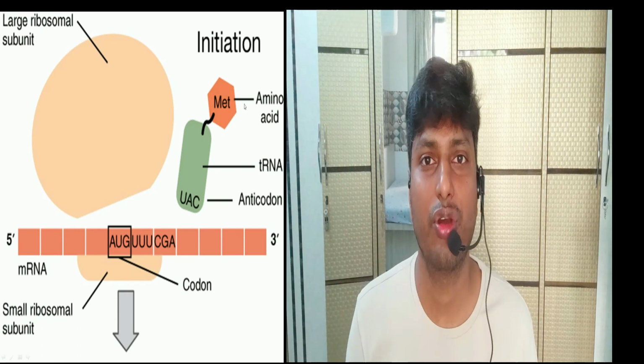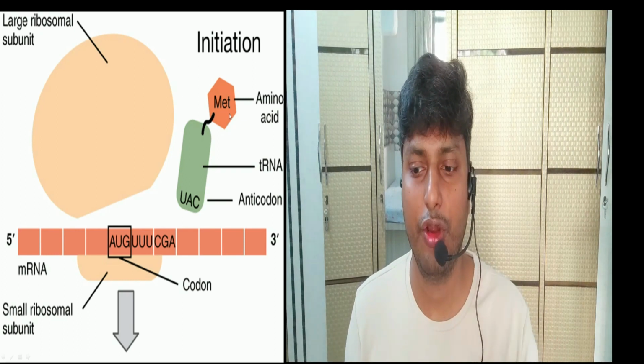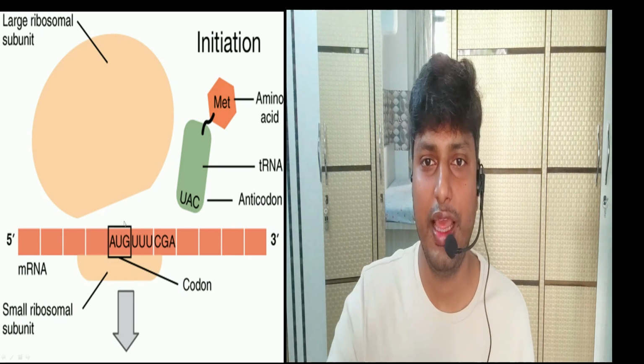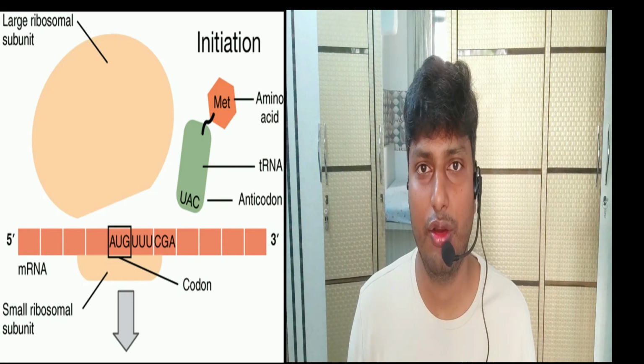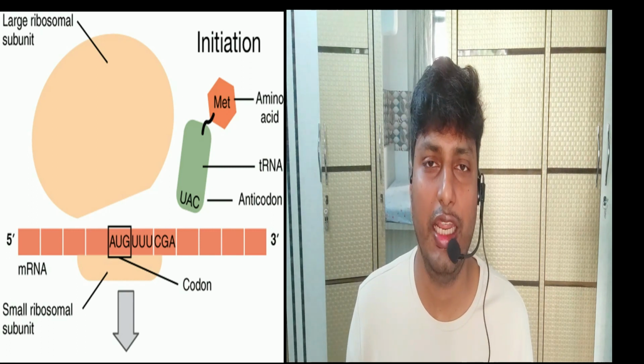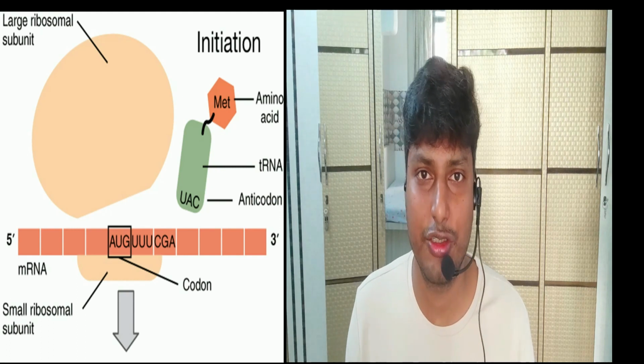Now how does the tRNA actually bind to the start codon? tRNA has anticodons, my dear students. So AUG has a complementary anticodon which is UAC. And once the tRNA attaches to the mRNA, then the large subunit is going to come and attach. Now this set which is formed is known as an initiation complex. Now the process of translation has started, dear students.